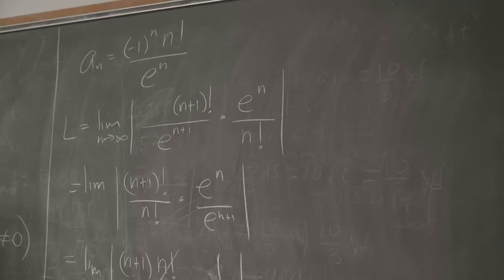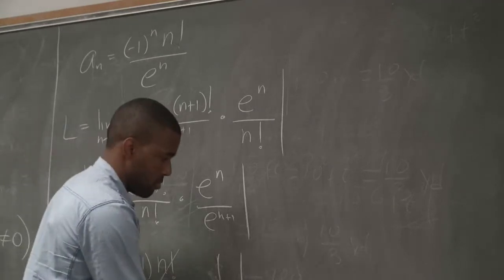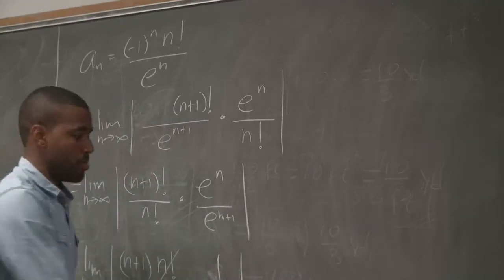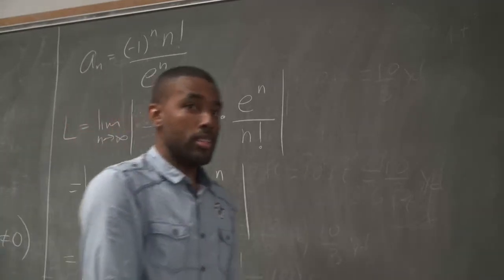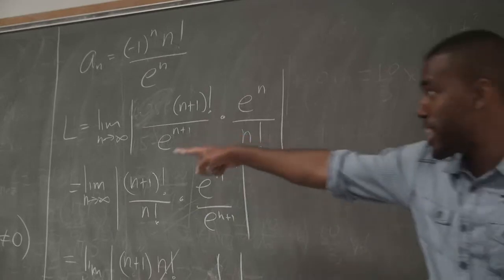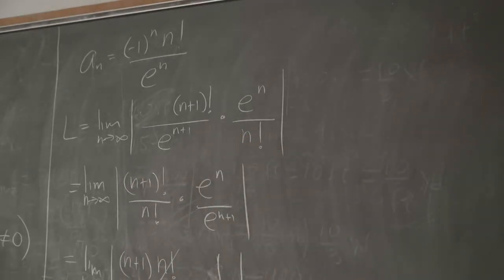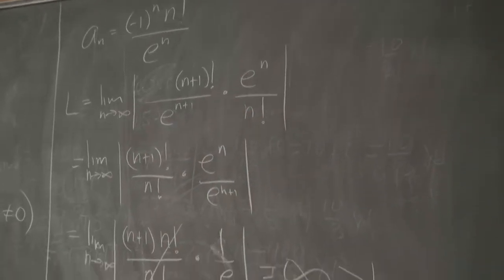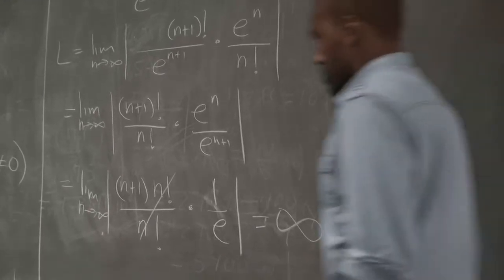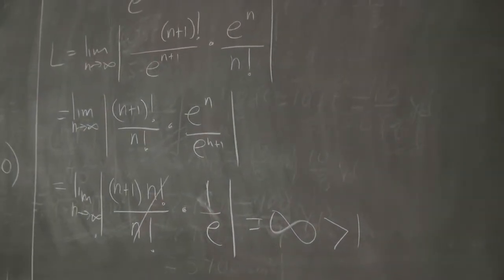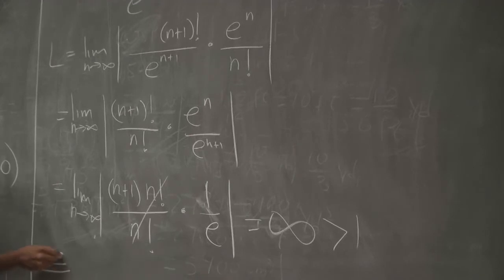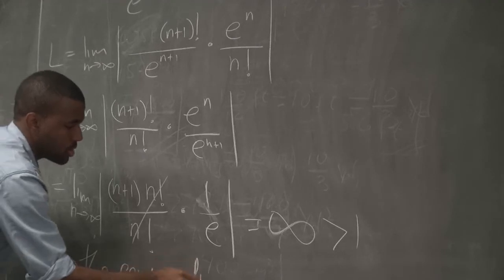So now I'm taking the limit as n goes to infinity. What are you going to get? Because you have n in the numerator and a constant in the denominator, that's infinity. That's bigger than 1. So that just shows you how much a factorial can outgrow an exponential. The comparison is huge. And this implies this series diverges.